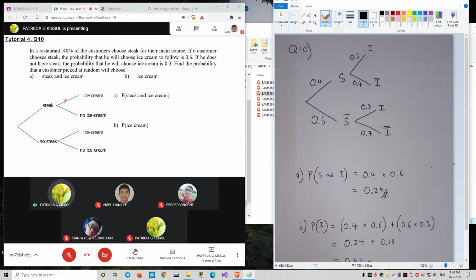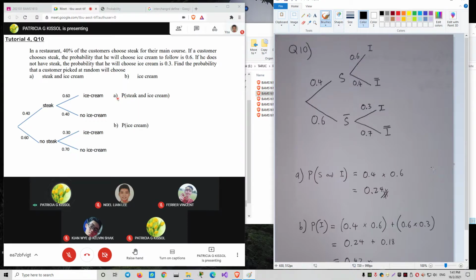So you have two scenarios. If you ordered steak, you can either have ice cream or no ice cream. Or if you did not order steak, you order ice cream or no ice cream. And based on the question, it gives us all the probability values. If you order steak, it would be 0.4. No steak is 0.6. And if you did order steak, ice cream is 0.6, no ice cream 0.4. No steak is 0.3 for ice cream, and no ice cream is 0.70.